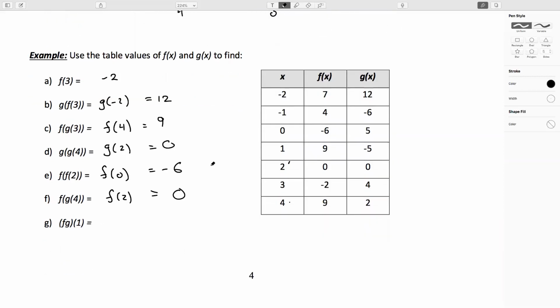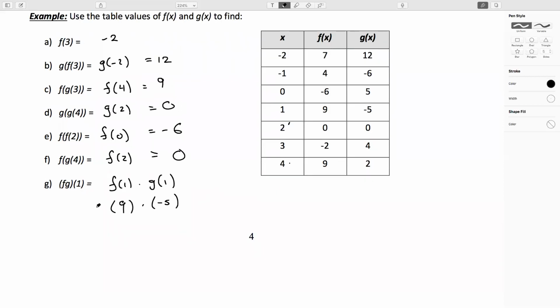Now f times g of 1. This goes back to what we did yesterday. We have to build f of g of x first. This is like f of 1 times g of 1. Now, at 1, f is 9, so f of 1 is 9. And at 1, g is minus 5, so g of 1 is minus 5. So this boils down to 9 times minus 5. That equals negative 45.